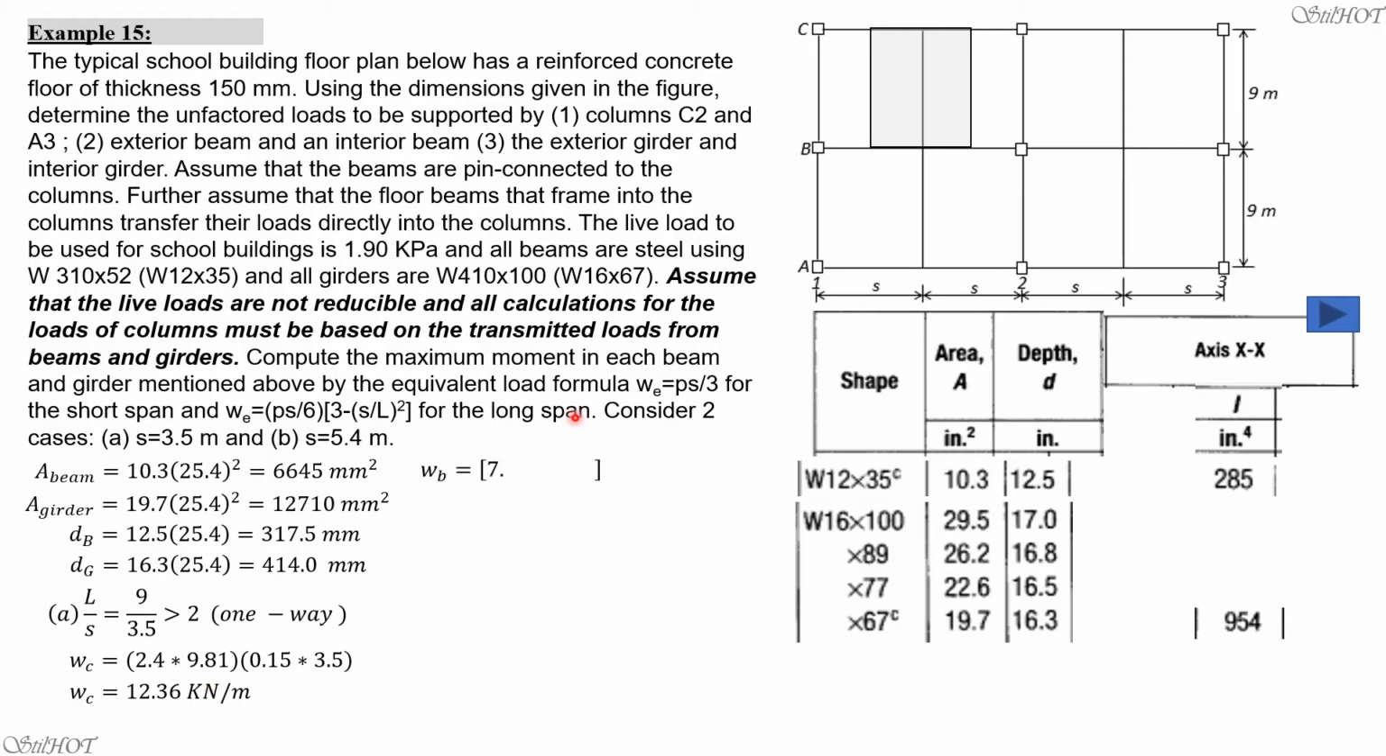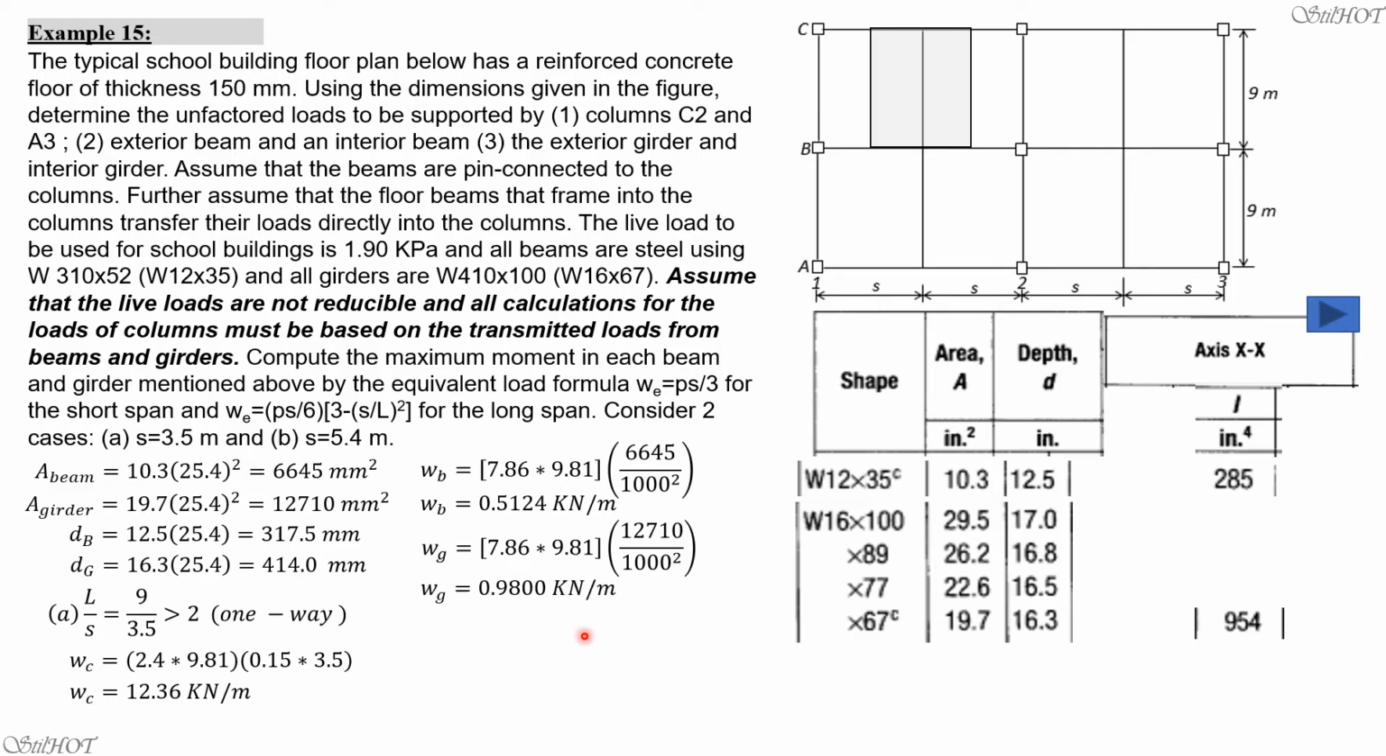Then the weight of the beam is specific weight 7.86 times 9.81. The cross-sectional area for beam is 6645 divided by 1000 squared to make it meter squared. So that WB is in kilonewton per meter. We have 0.5124 kilonewton per meter. For the girder, it is 7.86 times 9.81 times 12,710 over 1000 squared. So the uniform weight of the girder is 0.98 kilonewton per meter.